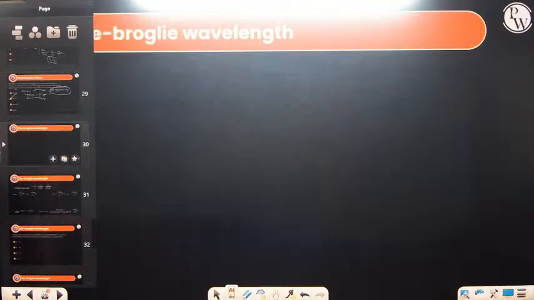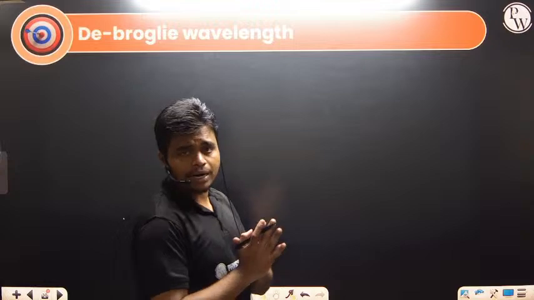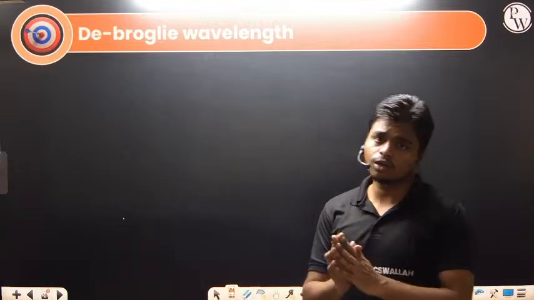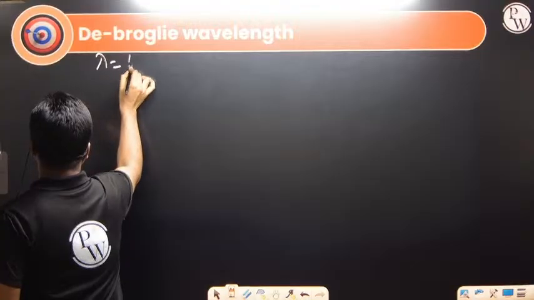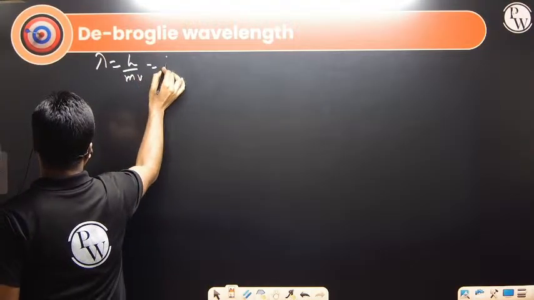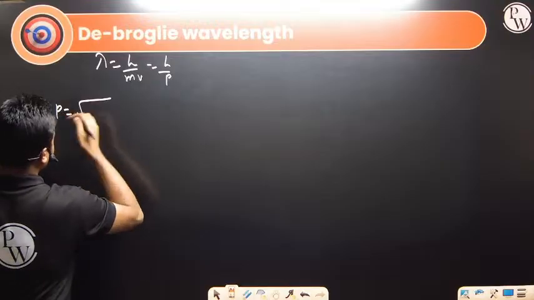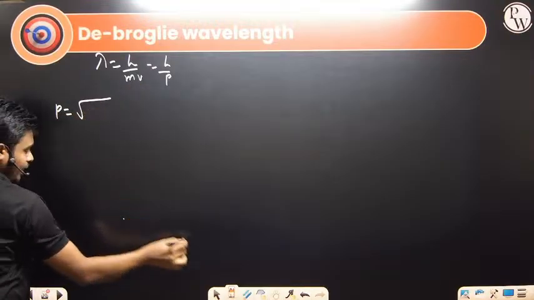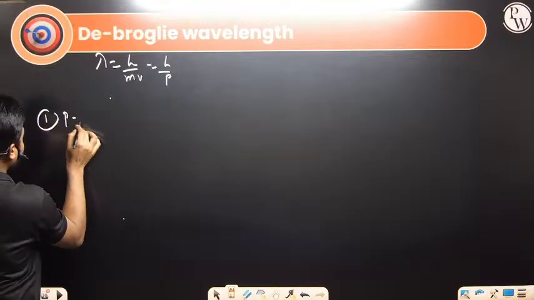So next we have de Broglie wavelength. Any particle which is moving with certain velocity will also have a wavelength. That wavelength is given by lambda is equal to h by mv, or lambda is equal to h by p. And what is p? p is the momentum, and momentum is given by p is equal to m into v.